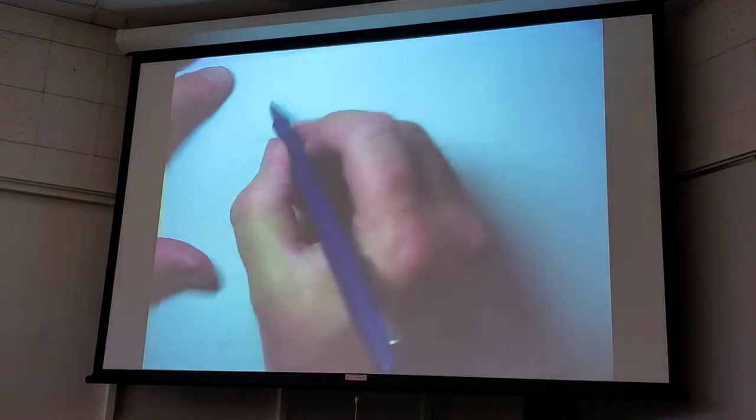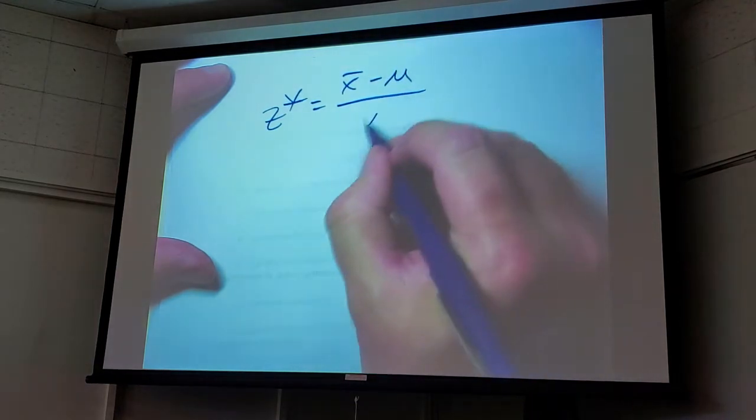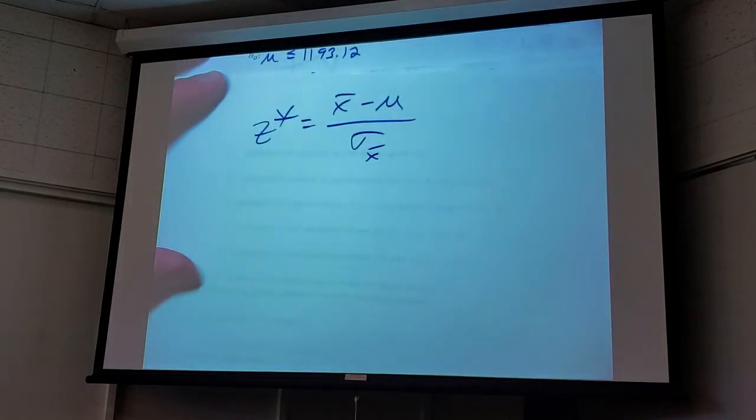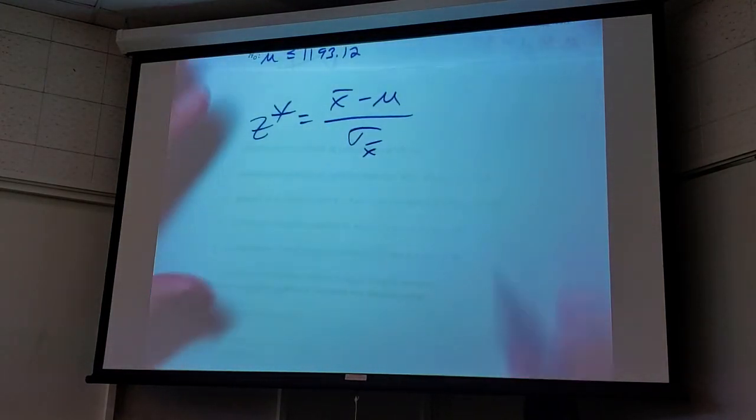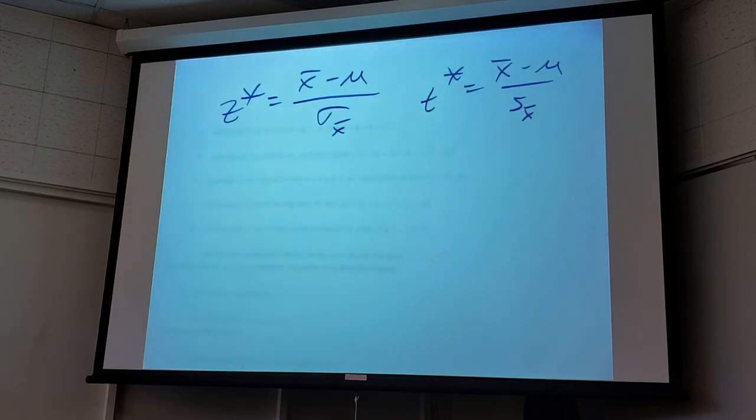So right now, for example, Z star is this. And T star is basically the same thing except T star would be this. So basically T uses S where Z uses sigma, correct? Just like in our confidence interval formulas. Those are the formulas we've been using. They're basically the same formula, right? When I have NP and Q, I don't have any of this.